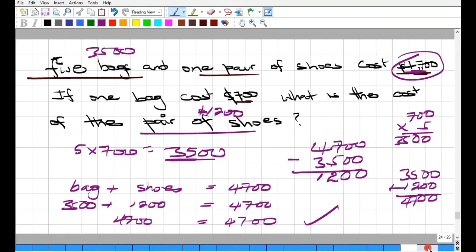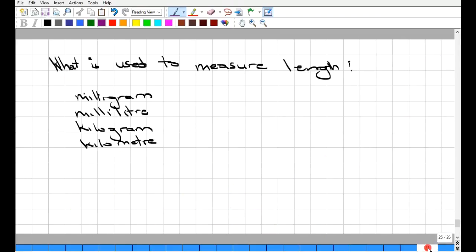All right. What is used to measure length? It's not milligram. Grams have to do with weight, not liter. Liter has to do with volume, not meter. Meter has to do with distance. So, no. Length, yes. Distance. That's what we're looking for.